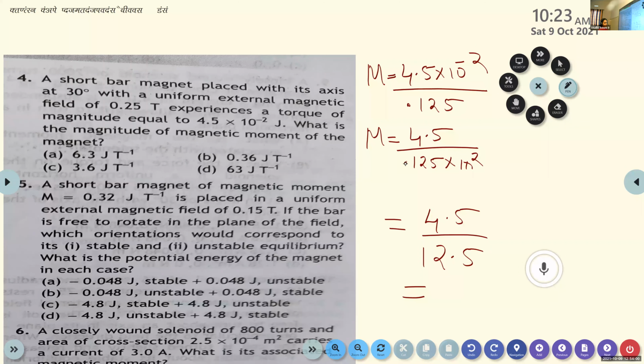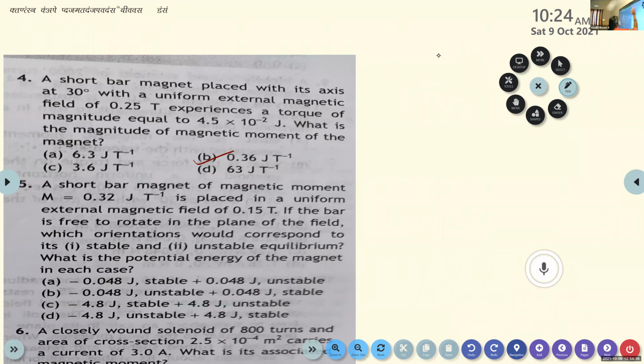What is the final answer, Achyut? Ma'am, I got 0.36 joules per Tesla. Emmanuel, what about your answer? Ma'am, 0.6. Okay, let's see. So here 0.3. The correct answer is 0.36 joules per Tesla. Okay.